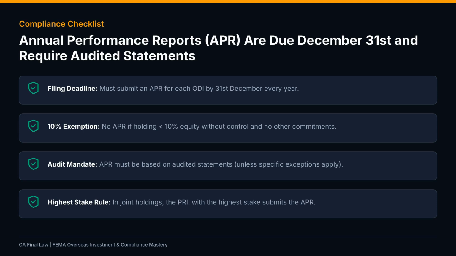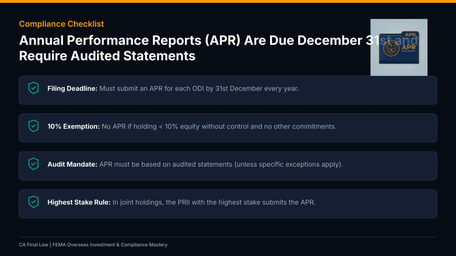Every overseas direct investment requires continuous monitoring through the annual performance report, commonly known as APR. This report must generally be filed by 31st December every year. FEMA provides certain exemptions. No APR is required where the investor holds less than 10% equity without control and has no other financial commitment. The report is normally based on audited financial statements. In cases of joint ownership, the investor holding the largest stake files the APR. Remember the exam formula. ODI generally means APR, and APR generally means the 31st of December.